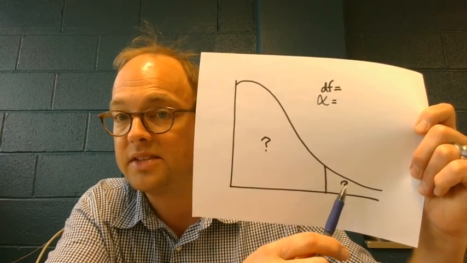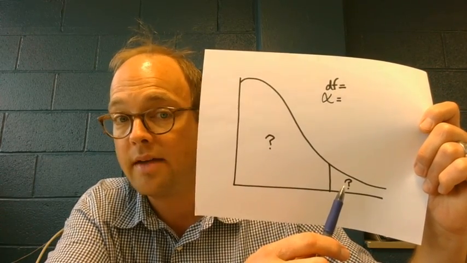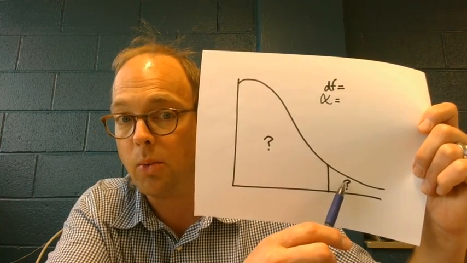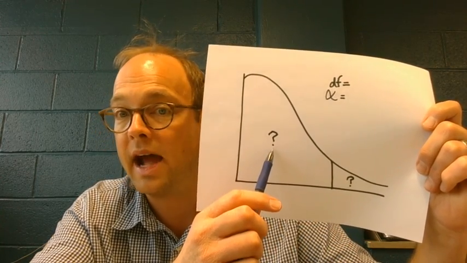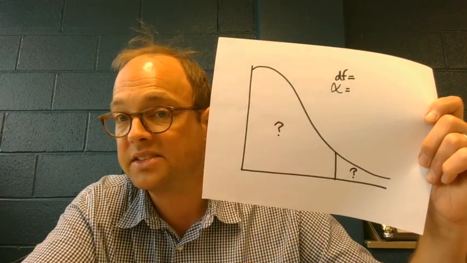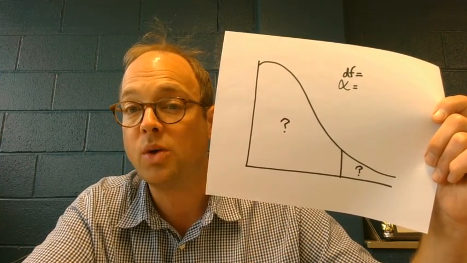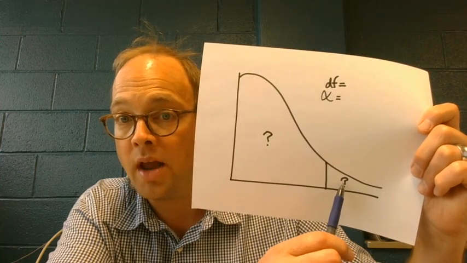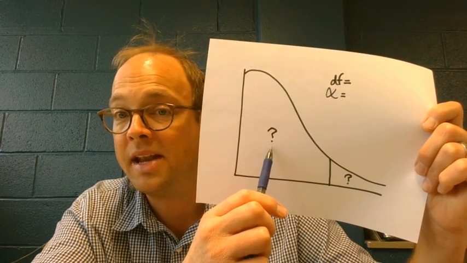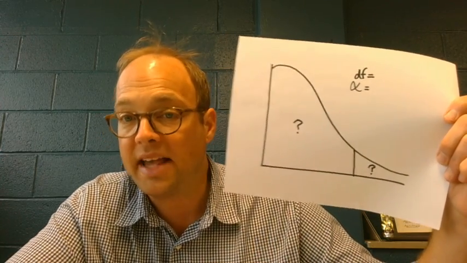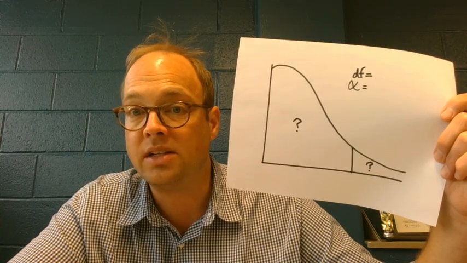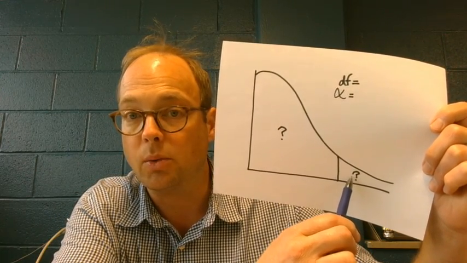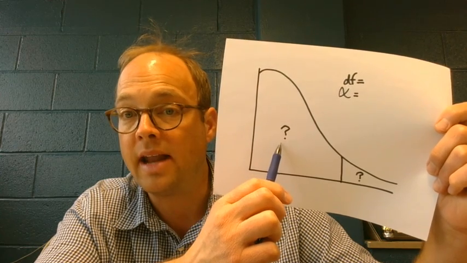If you were asked to test a hypothesis at the 0.01 level, this tail would be 0.01. This would be 0.99. If you were asked to test a hypothesis at the 0.10 level, this piece would be 0.10. This piece would be 0.90. If you were asked to test a hypothesis at the 0.001 level, this piece would be 0.001. This piece would be 0.999.